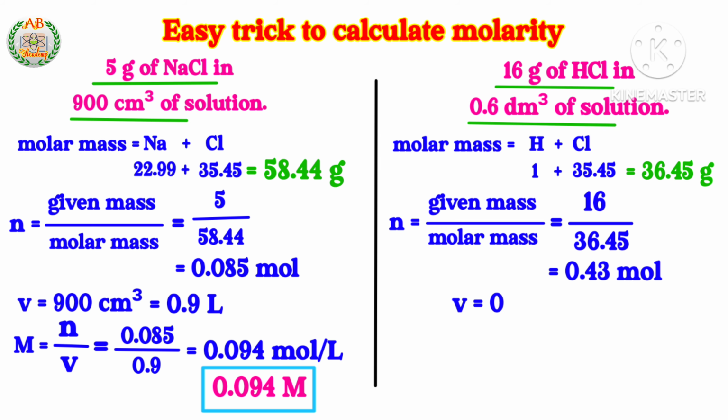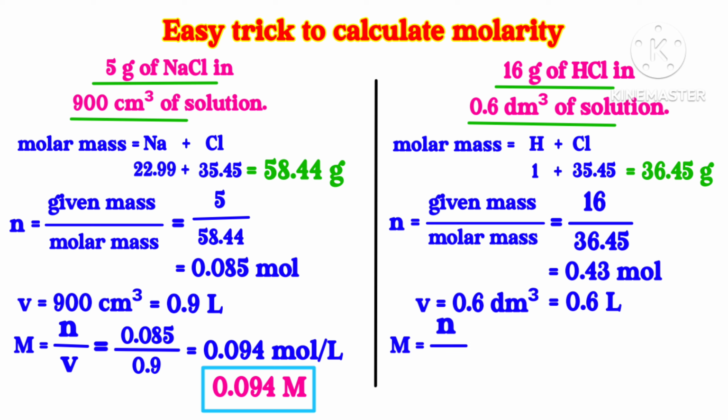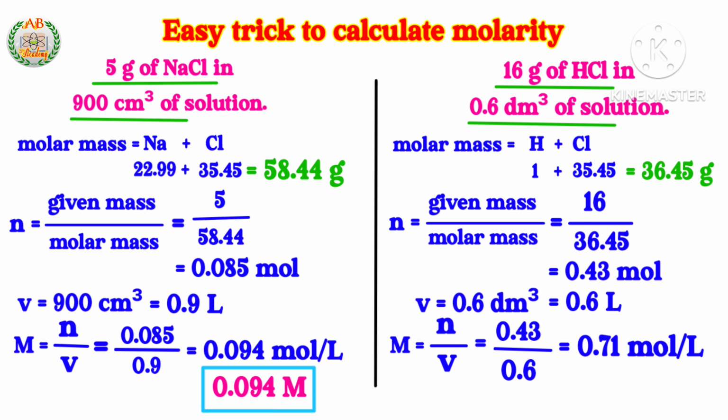Secondly, the volume of a solution is 0.6 dm³. We already know that 1 liter is equal to 1 dm³. So 0.6 dm³ is equal to 0.6 liter. Also we know that molarity is equal to n upon V. I plug in these two values in this equation. After calculation, I get 0.71 mole per liter or just 0.71 M. Thus the molarity of this solution is 0.71 M.